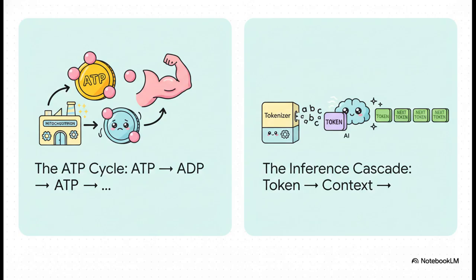Now, look at the AI. A token is processed. That helps create the context to predict the next token, which then gets added to the chain, becoming the fuel for the next step. Each output becomes the next input. It's a beautiful, self-perpetuating cascade in both systems.